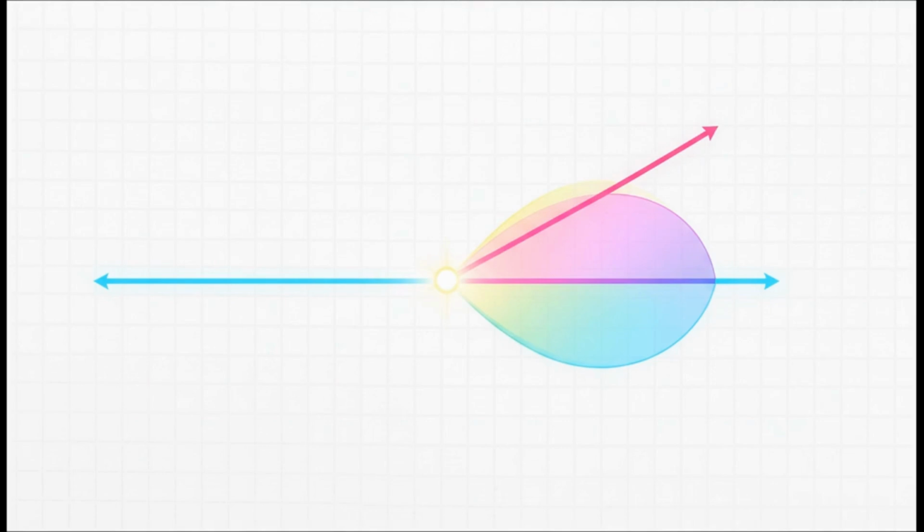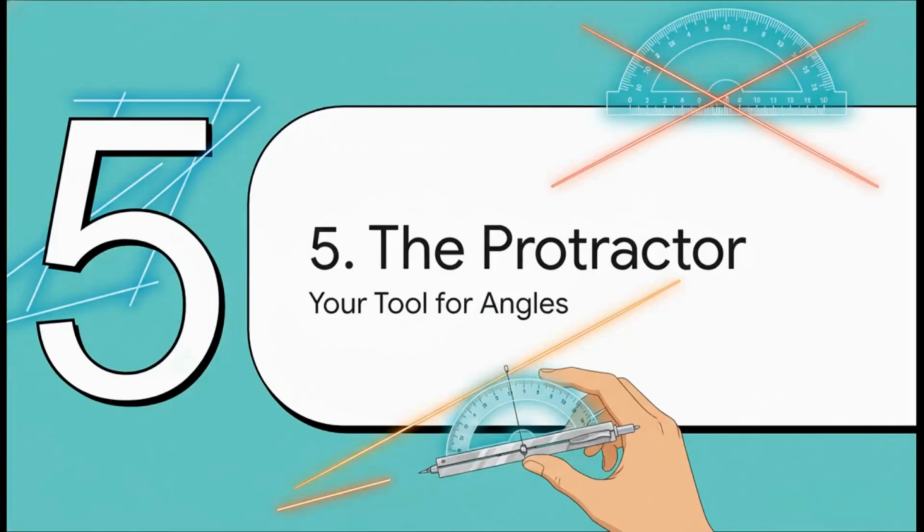Imagine a ray is kind of like a beam of light from a flashlight. It's got a starting point, but then it goes on forever in one direction. When two of these rays share the exact same starting point, we call that point the vertex. And that space between them, the amount of turn, that's the angle. So we know we can measure the length of a line with a ruler, but how in the world do we measure the amount of turn in an angle? Well, for that, we need the final tool for our kit today, the protractor.